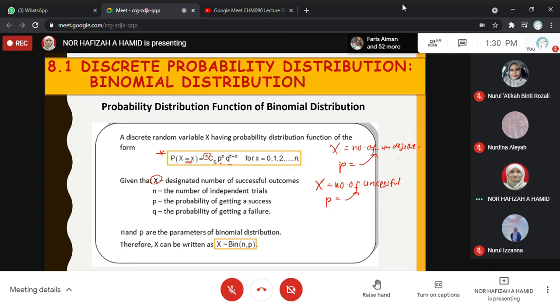Okay, so next we have X. The value for X must be 0 until N. N refers to your trials. And the binomial distribution can be written as X distributed with the binomial N and P. So this you must also know.